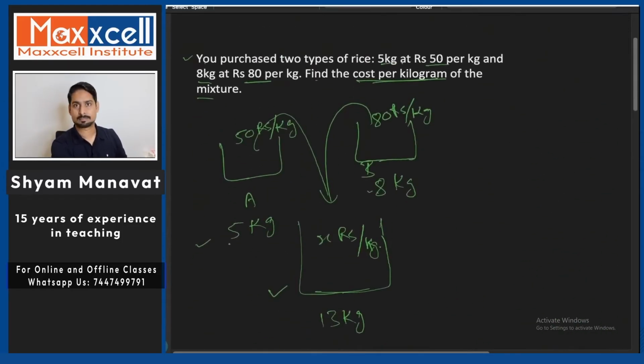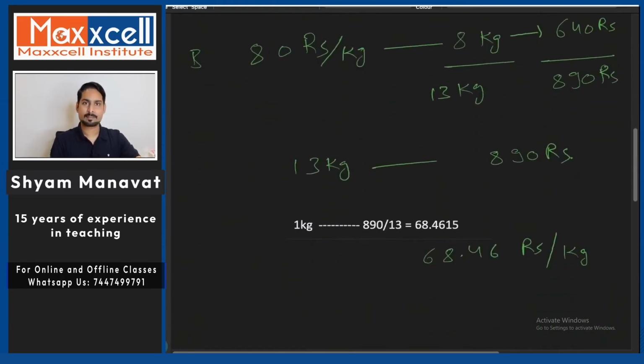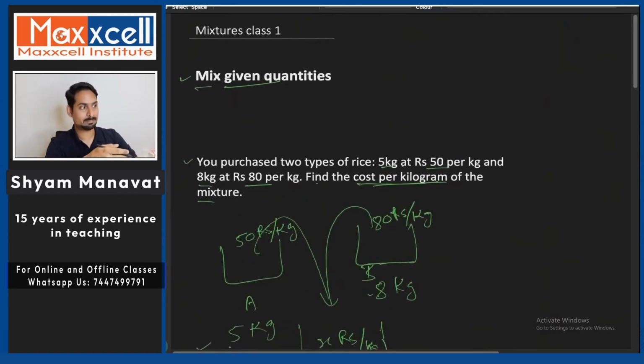Yeah, I hope you are finding it comfortable with this. You have two types of rice. One is 5 kg, quantity is given, and the price per kg is given. The other is 8 kg, price per kg is given. You find the total expenditure to buy both kinds of rice. Then you find the price per kg here. Okay, simple, no? So this is one of the types of question in mixtures.